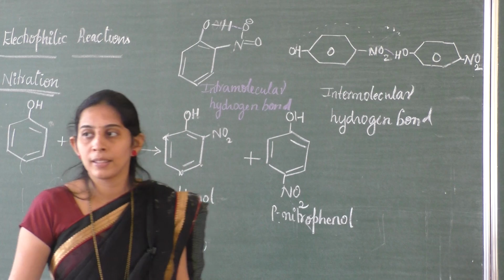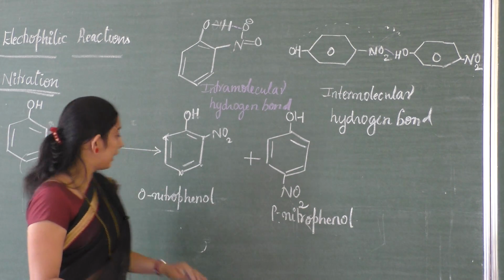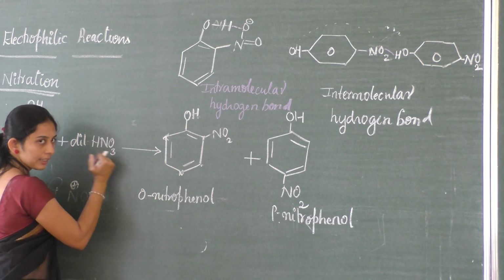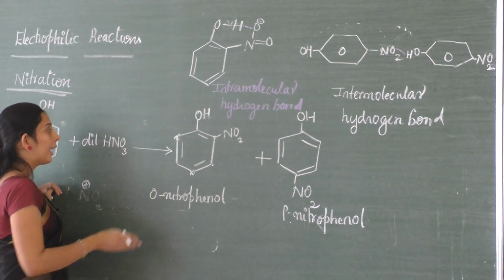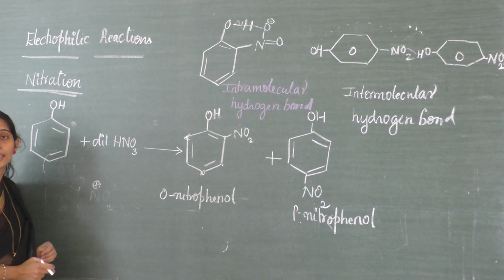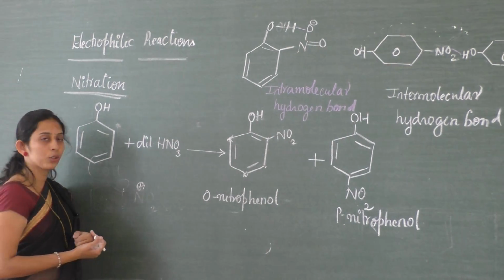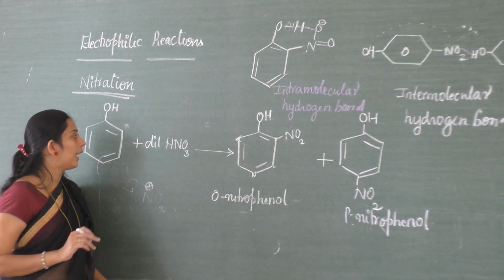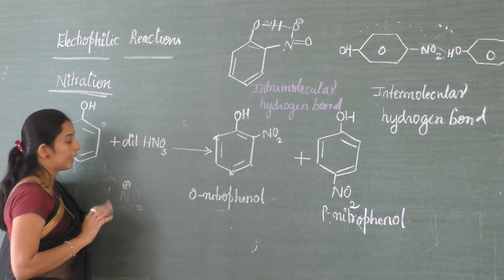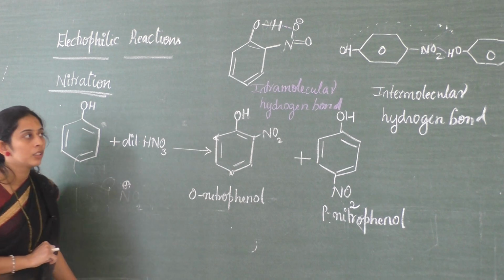Okay. We'll move on to the next one. So this is nitration when dilute nitric acid is used. In the place of dilute nitric acid, if I use concentrated nitric acid, what may be the product? Imagine that in the place of dilute nitric acid, I use concentrated nitric acid. What may be the product there?